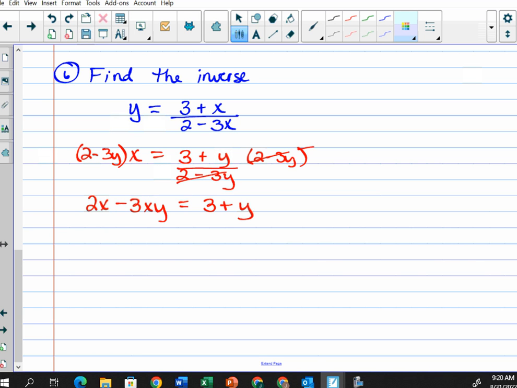So remind yourself on this step, what am I solving for? y. So I want everything with a y on one side, everything without a y on the other side. So I'm going to have negative y minus 3xy equals 3 minus 2x. You certainly could have moved things to the other sides and you just have opposite signs. That's fine.